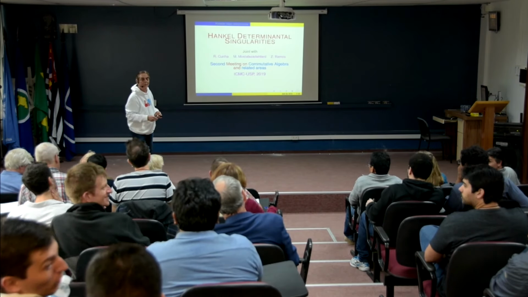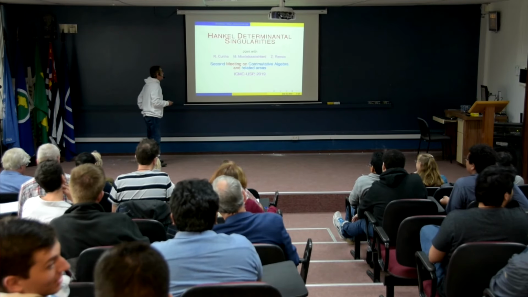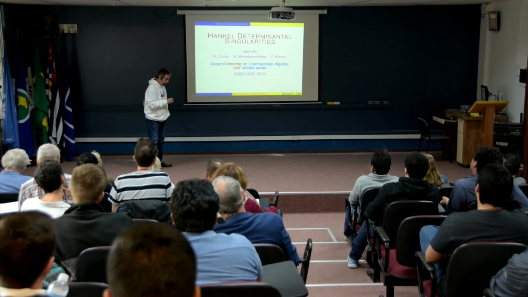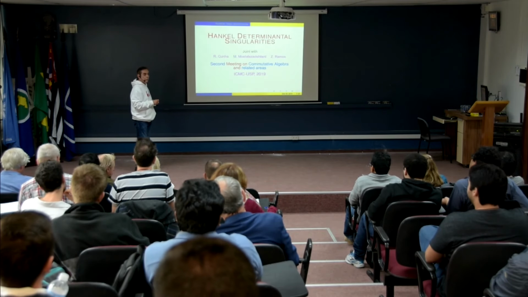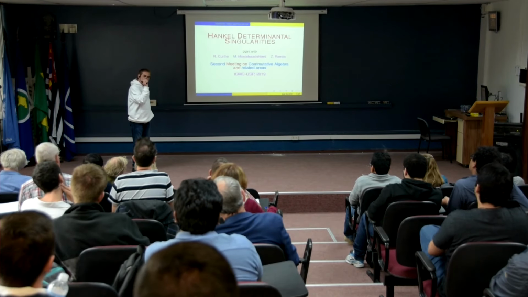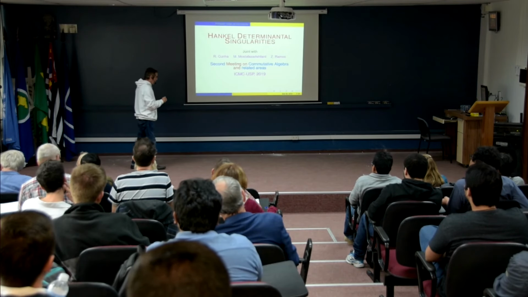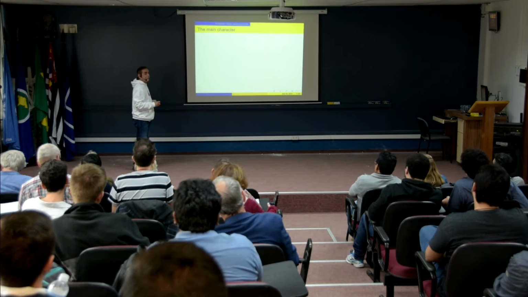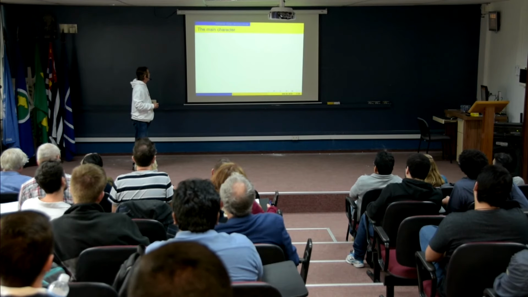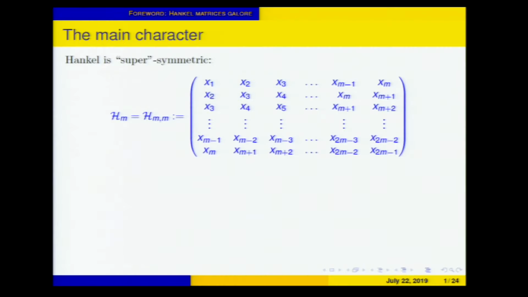Maral? Okay. Anyway, this is an almost finished joint work, but most of the things that I'm going to tell here are proved. There is one slightly doubtful theorem. Okay, who is the main character? Hankel is supersymmetric. So this is a square matrix, which is symmetric, but supersymmetric.